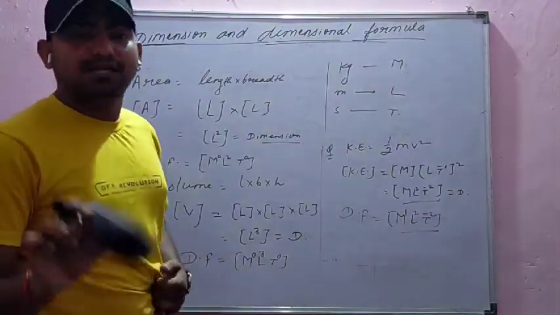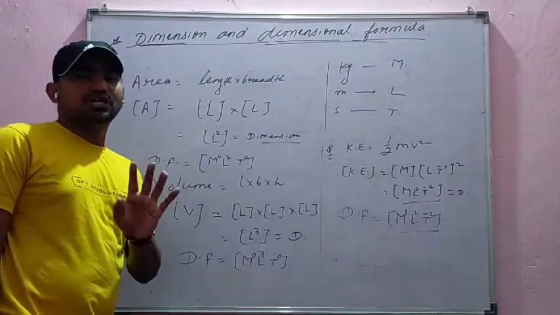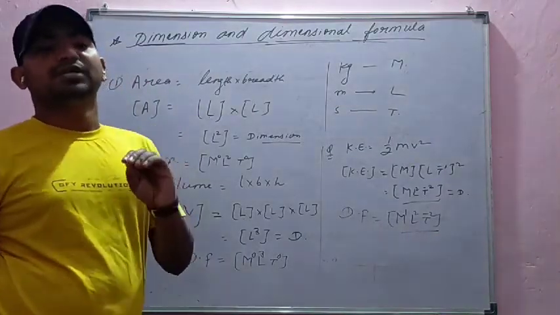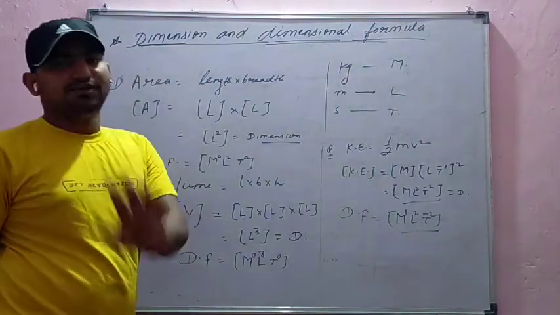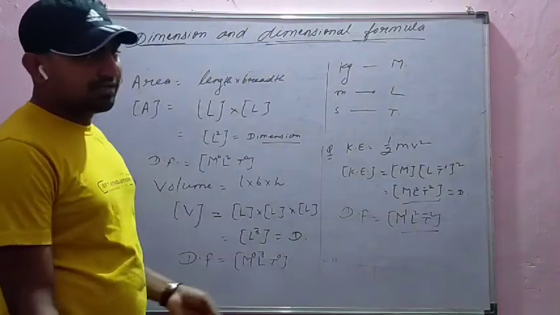Write at least 50 dimensions and dimensional formulas. How many do you have to write? 50. At first write the 50 dimensional formulas. Then I will give you a video about the application of dimension. Thank you.